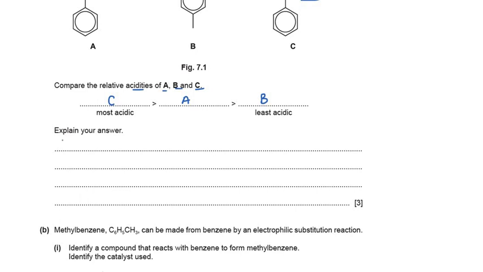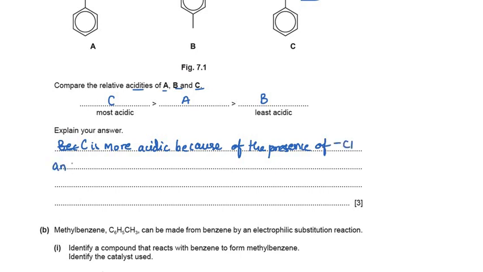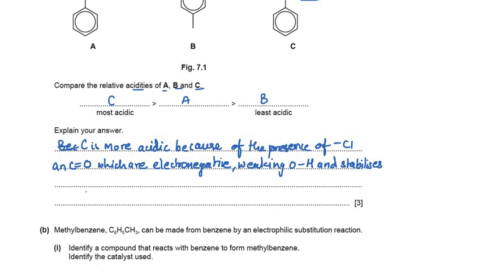Let's explain here. C is more acidic because of the presence of chloro and electronegative oxygen, which are electronegative, weakening the OH bond and stabilizing the anion formed, the intermediate compound.